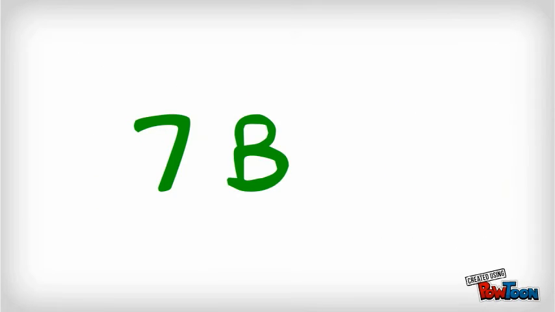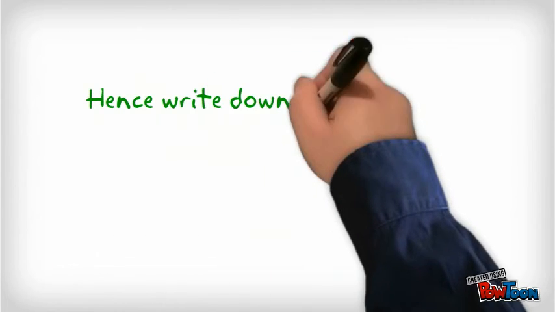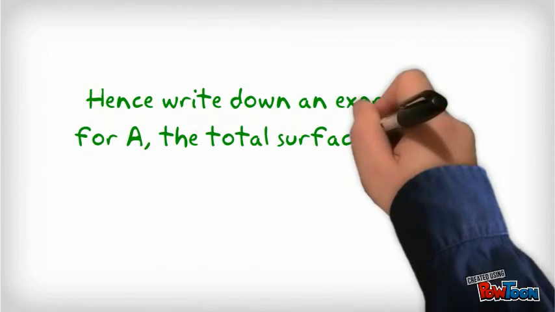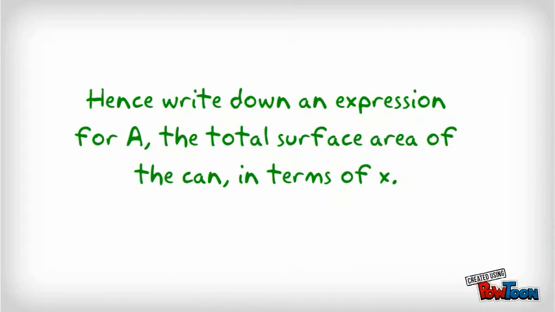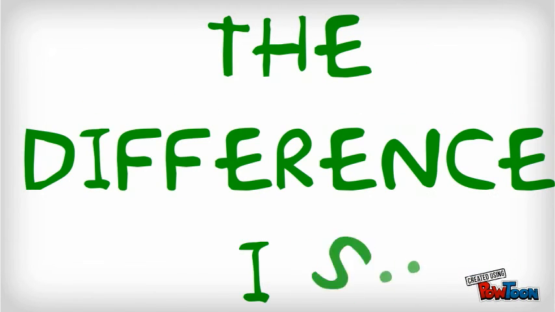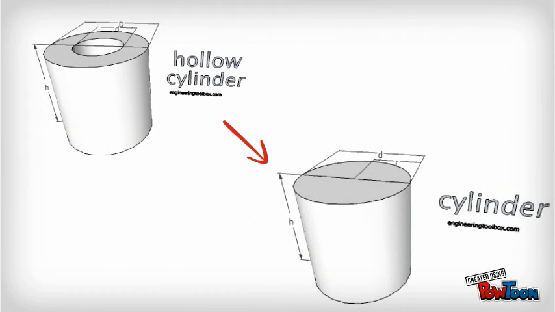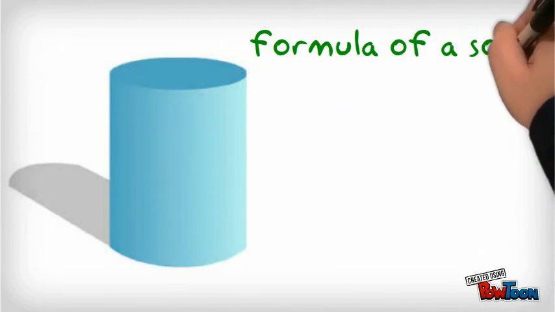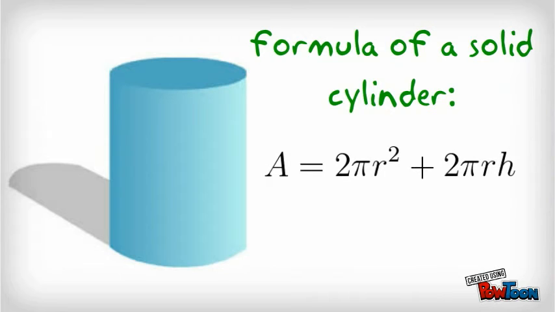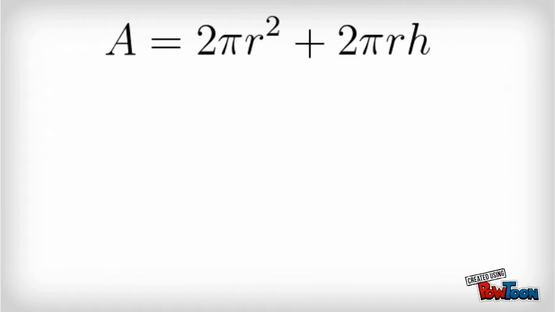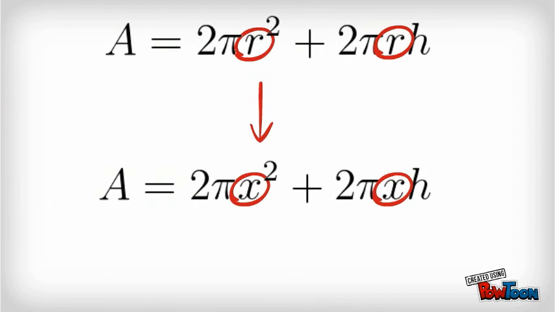Question 7b2. Hence, write down an expression for A, the total surface area of the can, in terms of x. The difference between this question and the previous one is that in this case they are asking us the total surface area, which is why we will be using the formula for a solid cylinder, which is A equals 2πr to the power of 2 plus 2πrh, which is height. Even though the formula marks it as r, remember they are asking us to give it in terms of x.